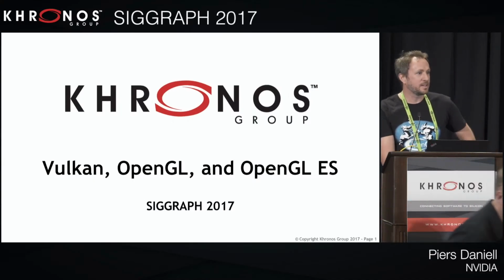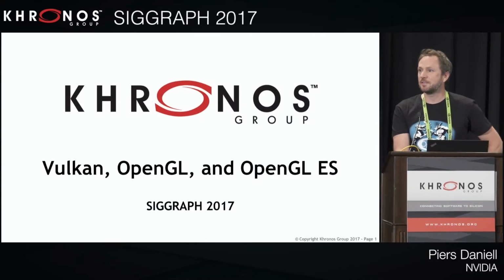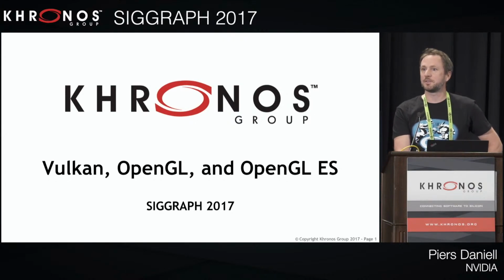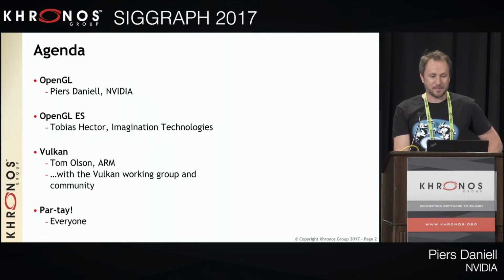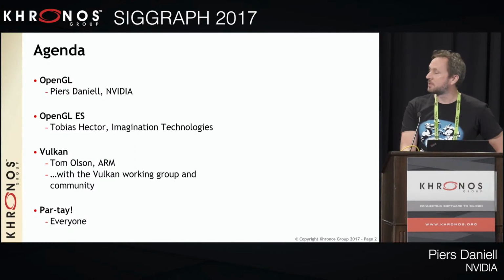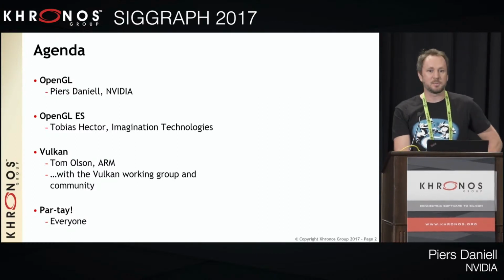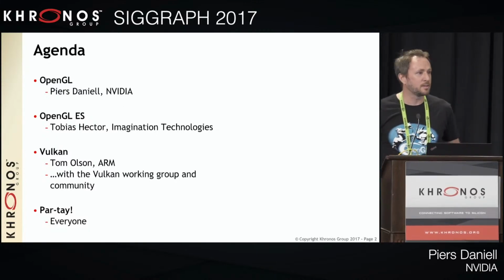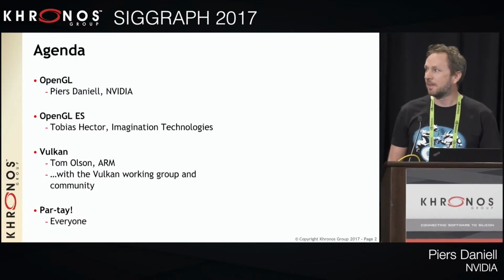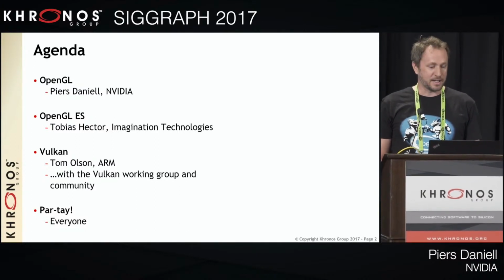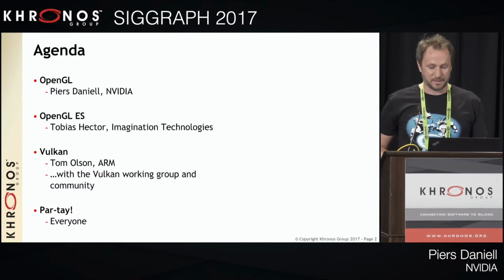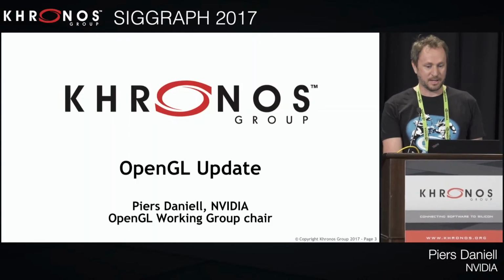Right, hello everyone. We have a jam-packed session for the next 95 minutes, so we're going to get started right away. This is the Vulkan, OpenGL, and OpenGL ES part of the Khronos BOF Blitz. My name's Piers Daniel. I'm going to be doing the OpenGL portion of it. And then after me is Tobias, who'll be doing OpenGL ES. Then after that, Tom will introduce Vulkan, and then we're going to have a bunch of speakers for Vulkan. And then at the very end, there's going to be a party, so I hope you all stay behind for that. That starts at 5:45. All right, without delay, let's get cracking.